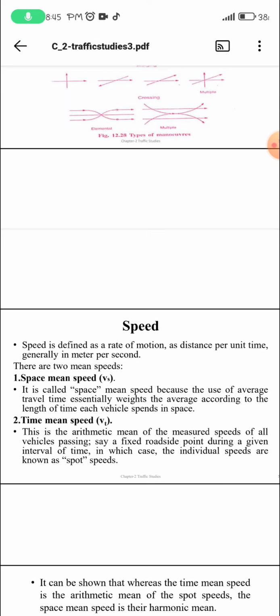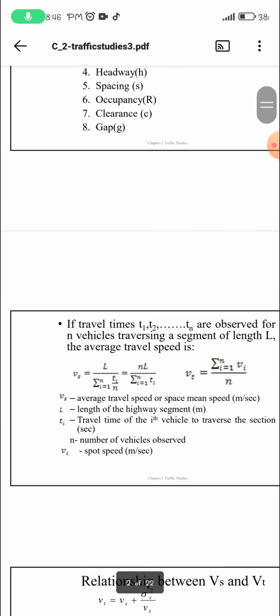This is the arithmetic mean of the measured speeds of all vehicles passing, say, a fixed roadside point during a given interval of time, in which case the individual speeds are known as spot speeds.